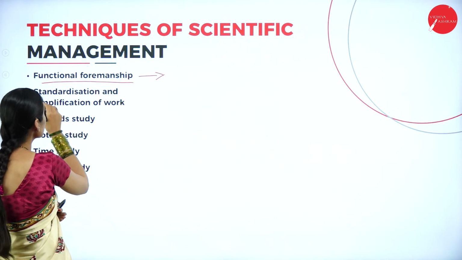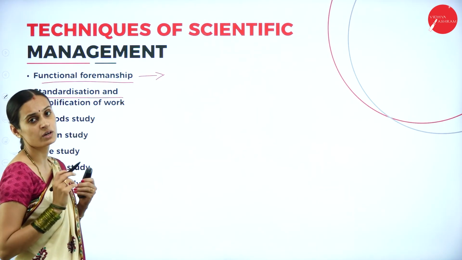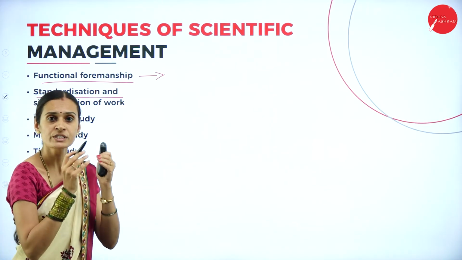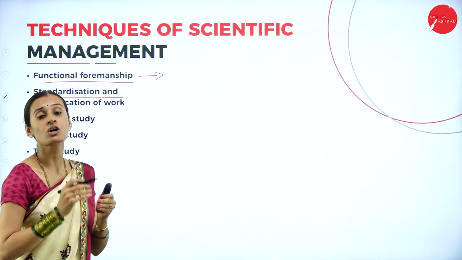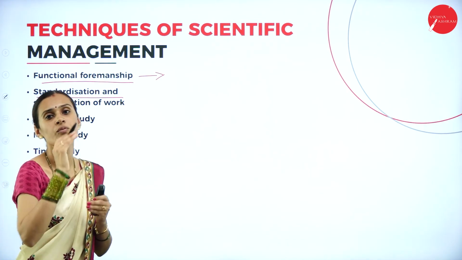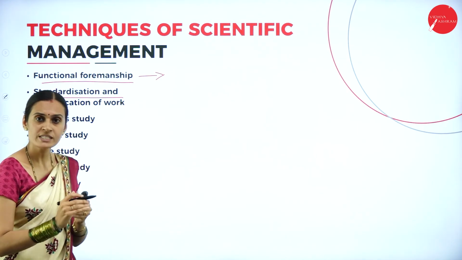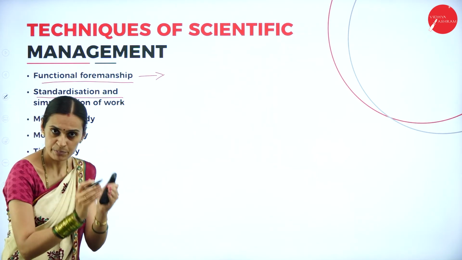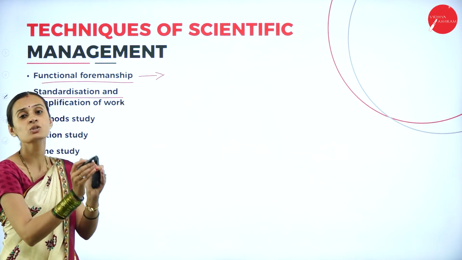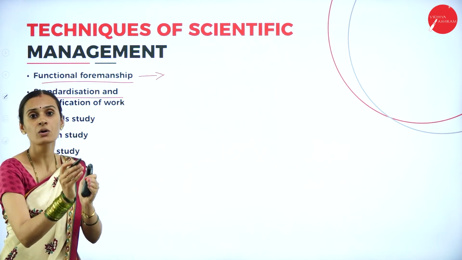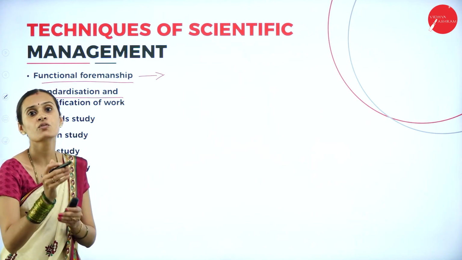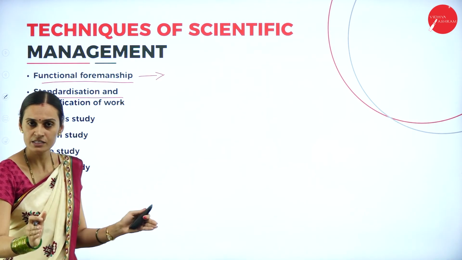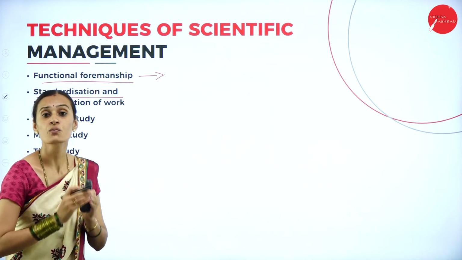The next one is standardization and simplification of work. Standardization or simplification of work helps to reduce the wastage of materials, which helps to reduce the cost of production. It tells about reducing the wastage of materials. Before doing the work, plan it with simplification and standardization of work.